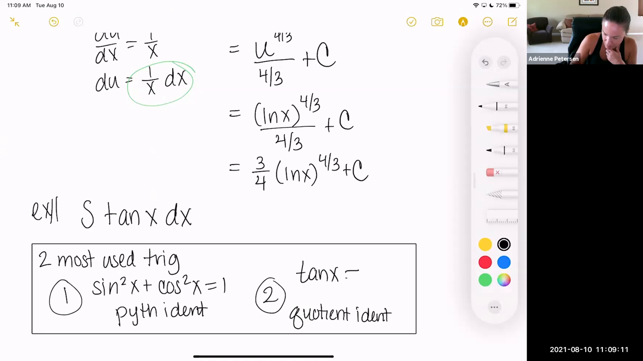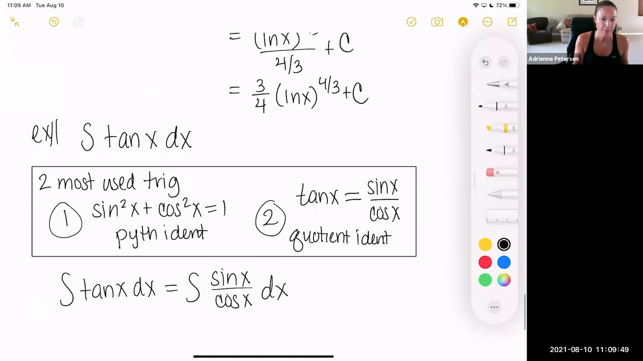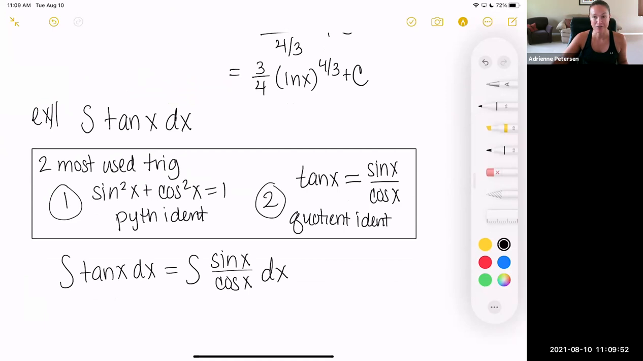So somebody tell me, tangent of x, I can rewrite it as what quotient? What over what? Sine over cosine. Okay. So now let's go back to our integral. Now if I rewrite this as sine of x over cosine of x, now we can apply u substitution.